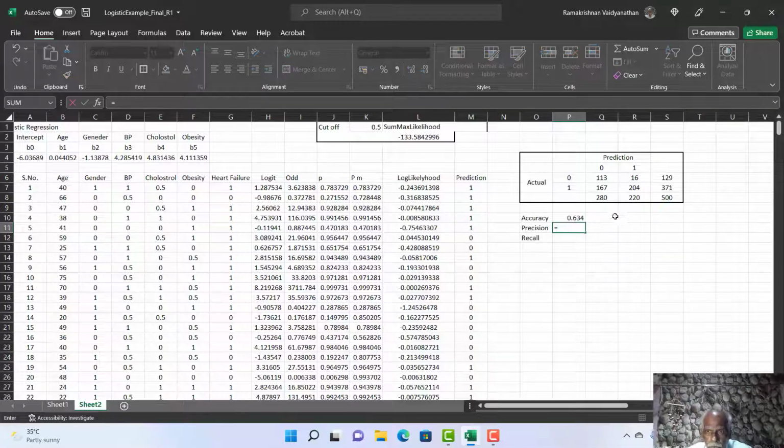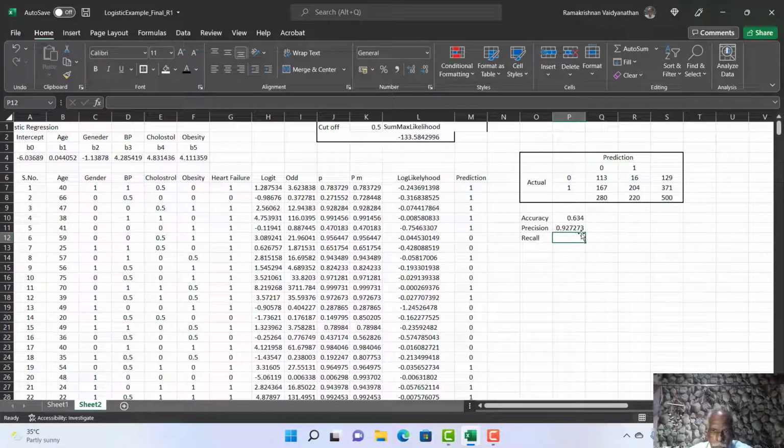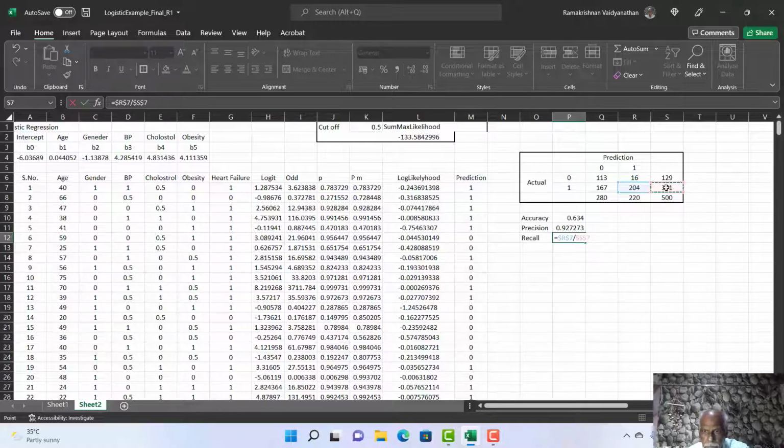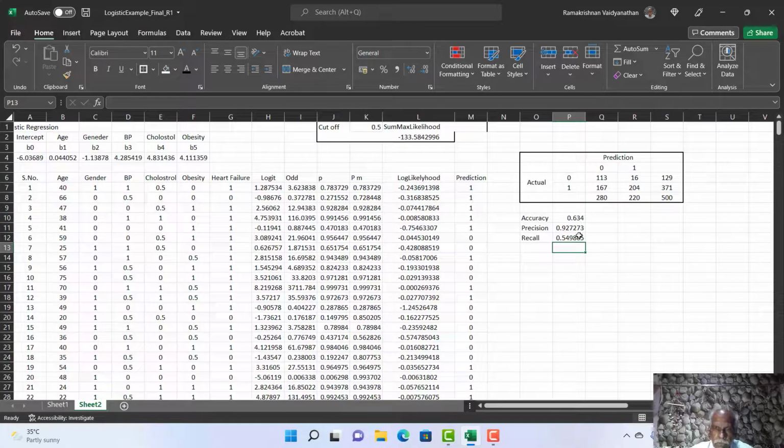I will make it here also. Precision is equal to, see, total predicted as correct is 220. Out of this, actual 1 is 204 only. That is called precision, equal to this divided by this. I will make it F4. So enter, 0.92. And recall is, see, total actual 1 is 374, out of which we have predicted correctly 204. Therefore it is equal to this divided by 374. So 0.54.